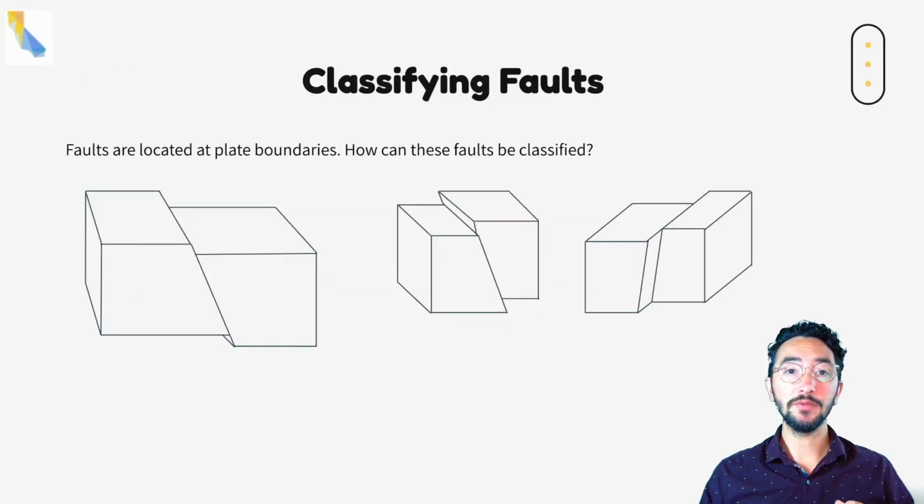Now, at this interface between tectonic plates, or at the fault, there's a few ways we can describe that fault, and this characterizes the type of ground motion that might occur. So one of them is the angle of the fault, which is the dip.